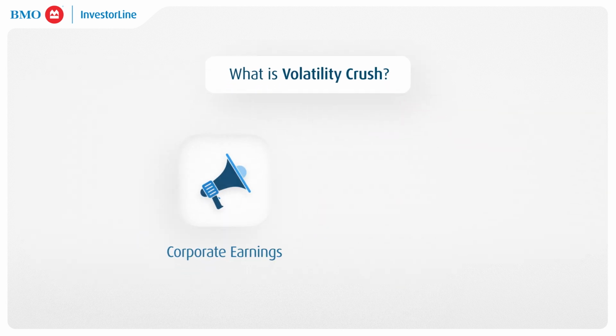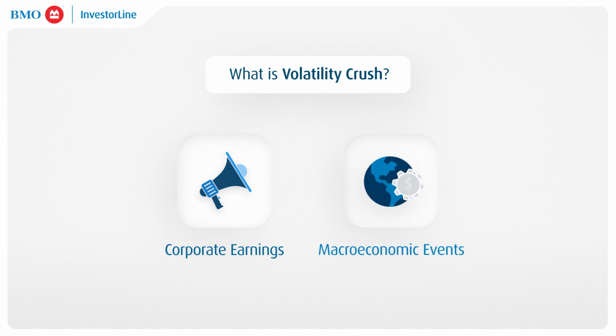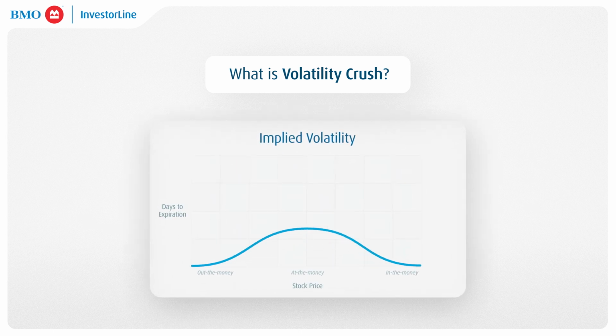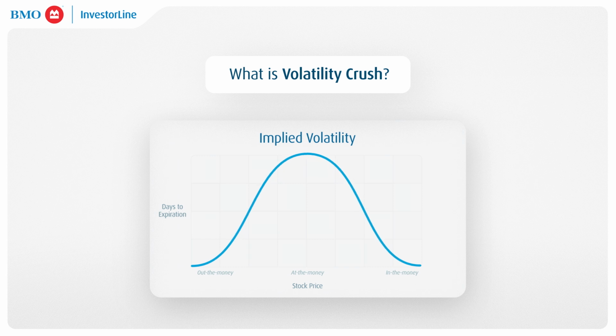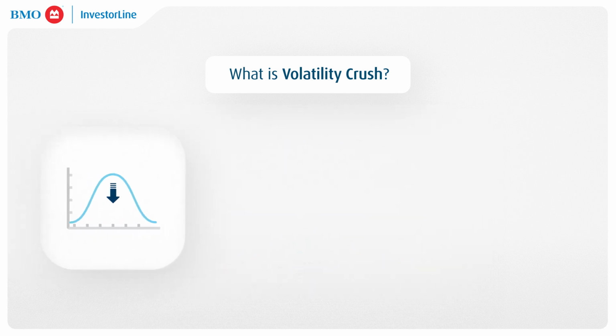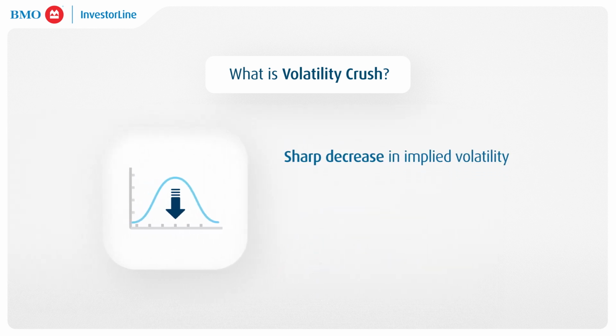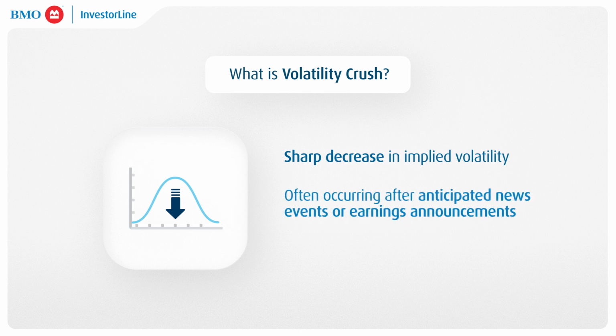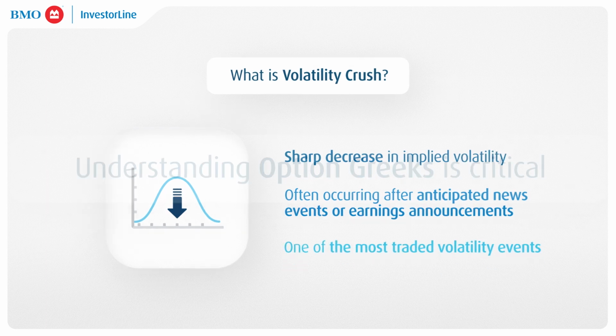Typically, corporate earnings and macroeconomic events are the primary drivers of changes to IV. The IV in option premiums can begin rising well in advance of the announcement and experience a volatility crush post the announcement. Volatility crush refers to a sharp decrease in implied volatility, leading to a rapid decline in option prices, often occurring after anticipated news events or earnings announcements. It is one of the most traded volatility events by options traders.